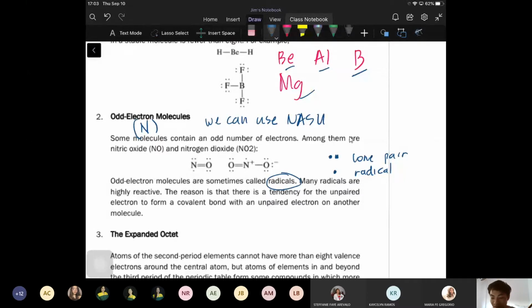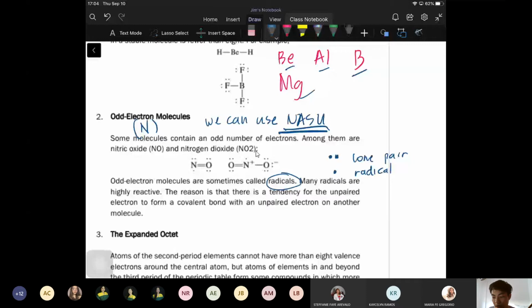So, sir, how do we draw that structure? You will follow the NASU rule here. When you see nitrogen, use NASU. It's okay if the available number turns out odd. Those are odd electron molecules, a violation of the octet. You will not expect the octet to be completed, but you can still draw the molecule with the NASU rule. So, let's try these two examples, NO and NO2.